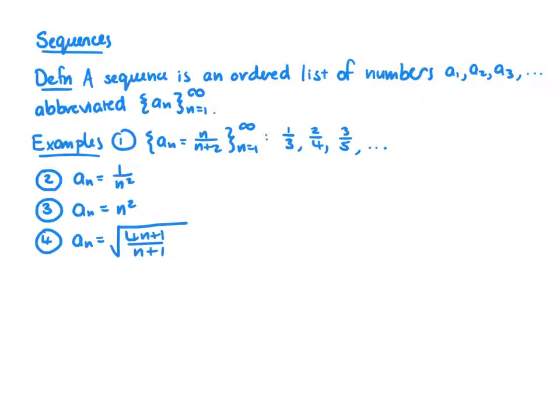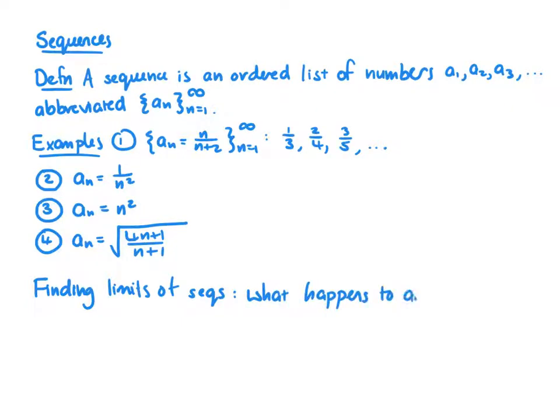What we're really interested in when it comes to sequences is what are their limits. Okay, so finding limits of sequences. We're talking about the following question: what happens to a sub n when n gets large? Okay, so that's the question we want to really be thinking about.